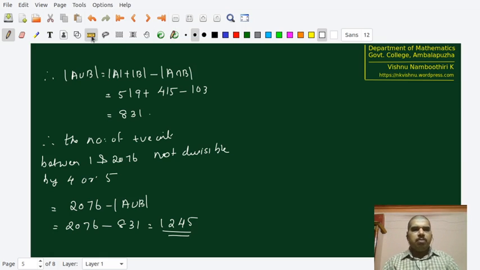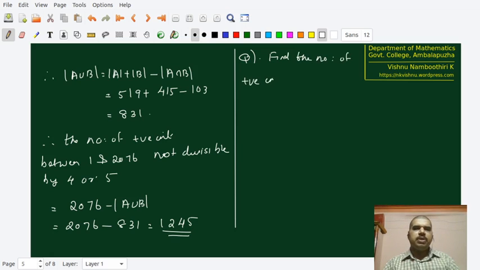We will continue with more problems using the inclusion exclusion principle. And the next question is this: find the number of positive integers less than or equal to 3000 divisible by 3 or 5 or 7.